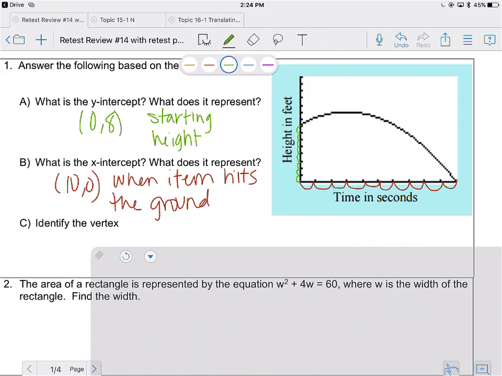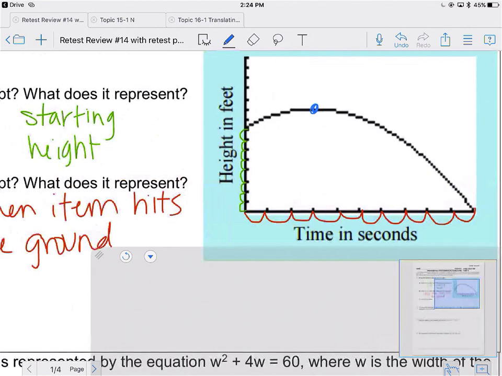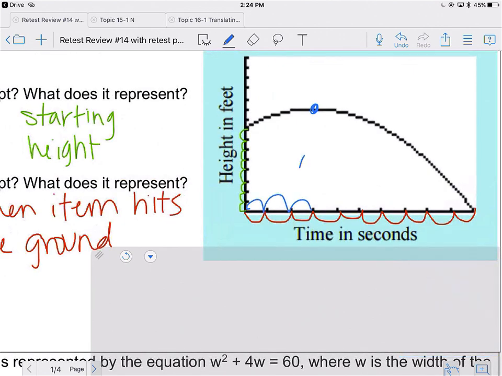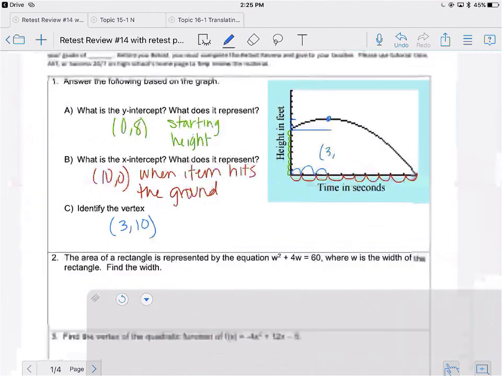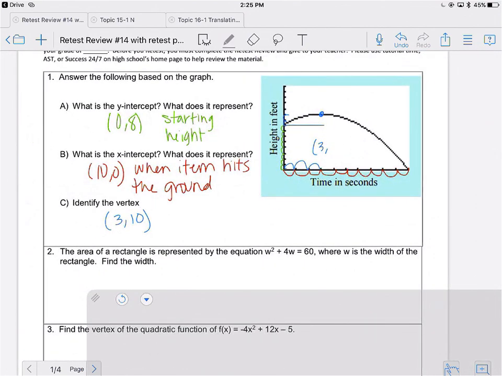And then C, identify the vertex. The vertex is your highest or lowest point. So I'm going to switch colors. So in this case, it would be highest. So that would be the point 1, 2, 3. And then this was 8, 9, 10. So 3, 10. And that would be the highest point for this graph.